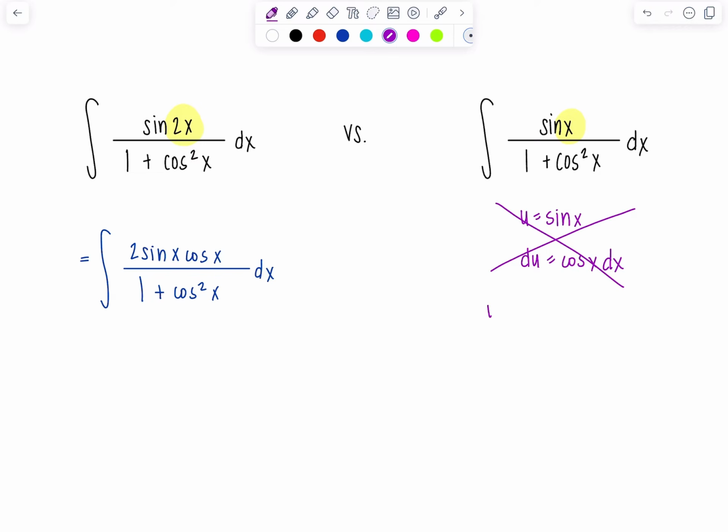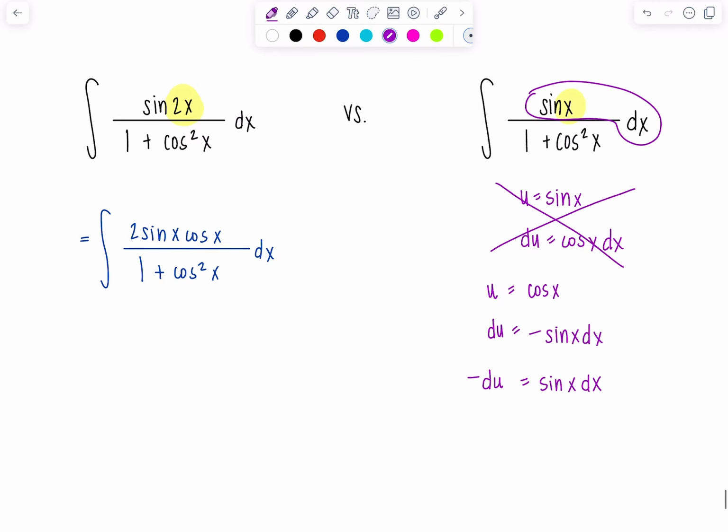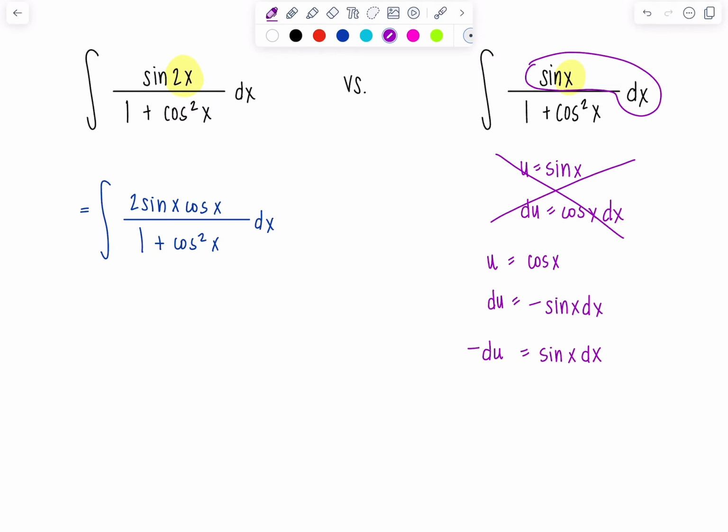So let me try it the other way around. If I just let u equal cosine x, du is negative sine x dx. And that's pretty much what we have. We just have positive sine x dx. So let me move that negative to the other side. That means negative du equals sine x dx. That's perfect. So now I can rewrite this integral all in terms of u.